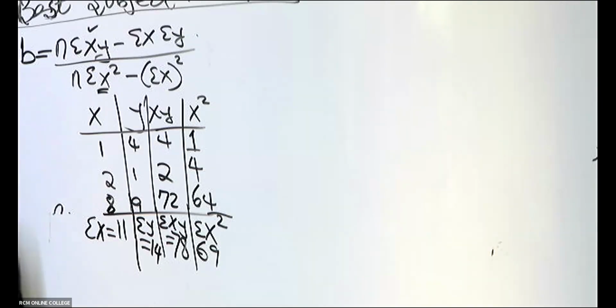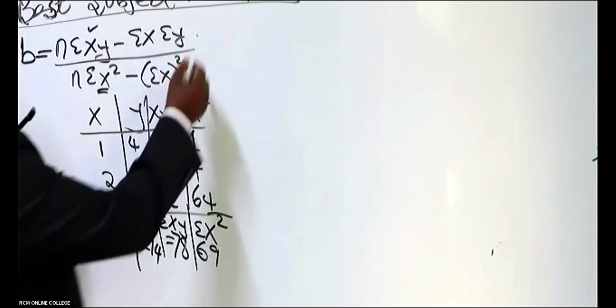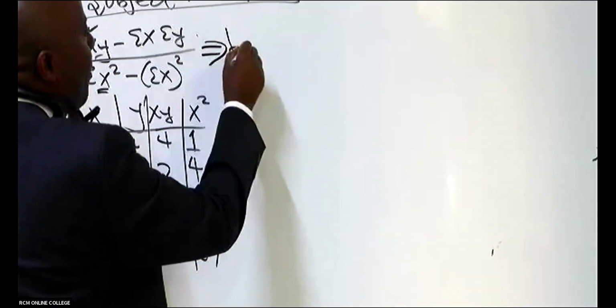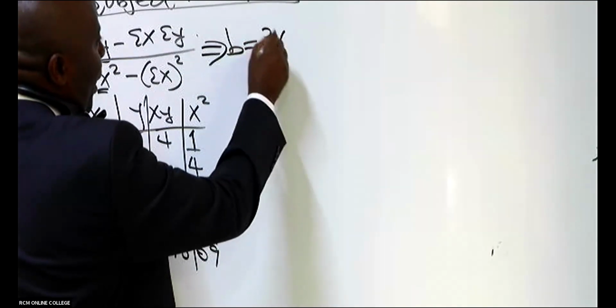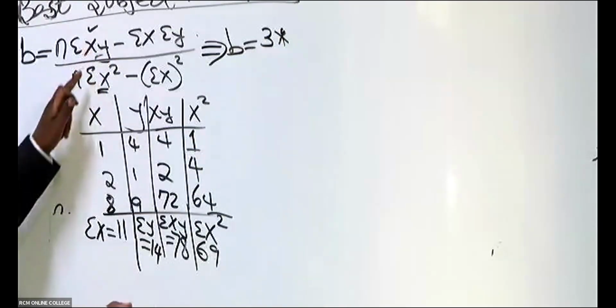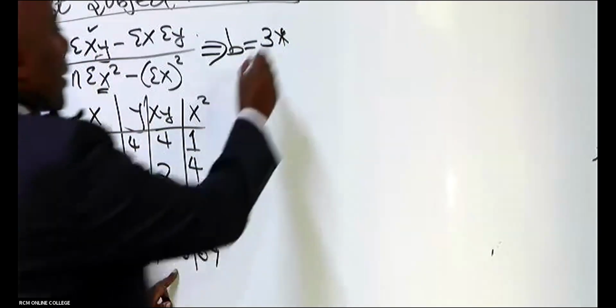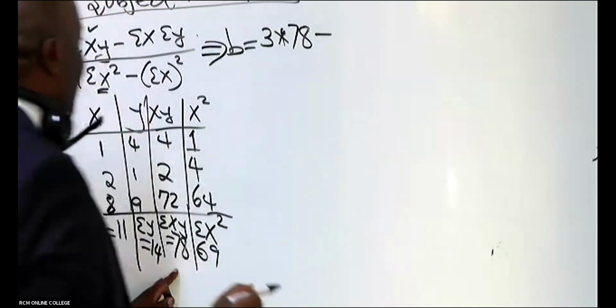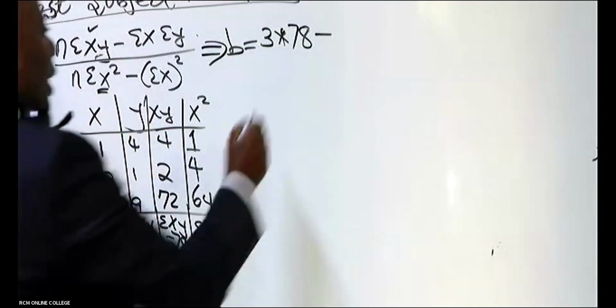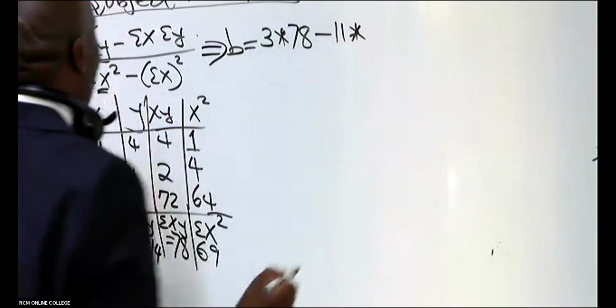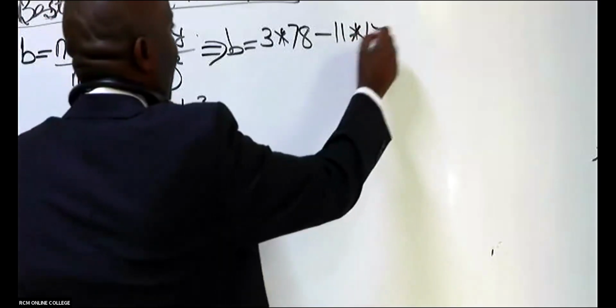All right. So at the end of the day, what shall we be able to get? Let's plug in these figures together. Please look at what I'm doing to get B. B will be N, which is 3, times summation of XY, which is 78, minus summation of X, 11, times summation of Y, 14.